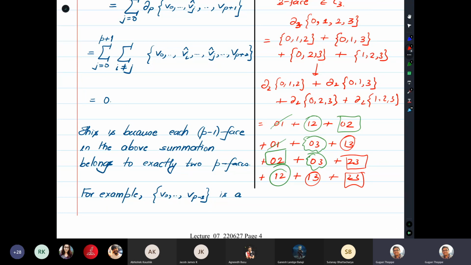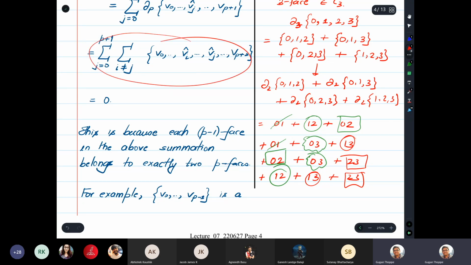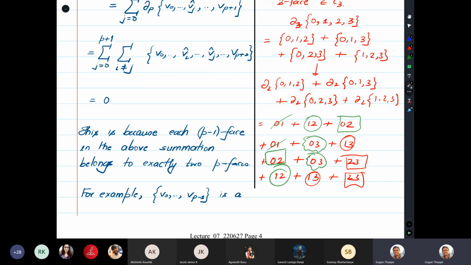So you can see that every phase is appearing twice in this sum that we have over here, and that's why it cancels off, right? So I will leave it as an exercise for you to think, why does every p minus 1 phase that you end up with appear twice in this sum? This is not very difficult to see why that is the case. So I encourage you to think a bit about it, and it is because of this reason that we end up with 0. Is this okay?